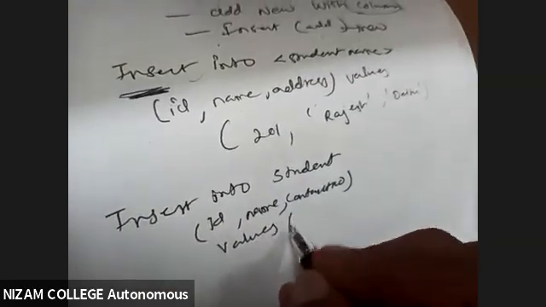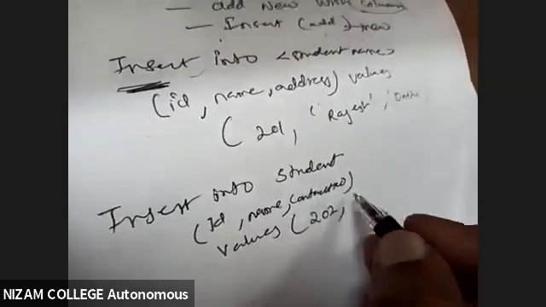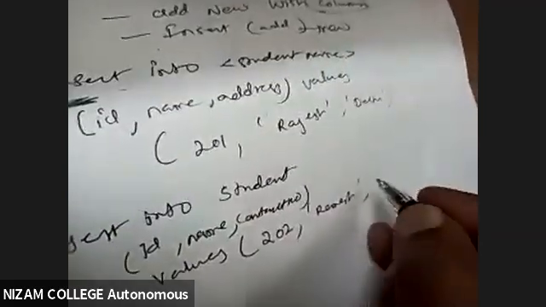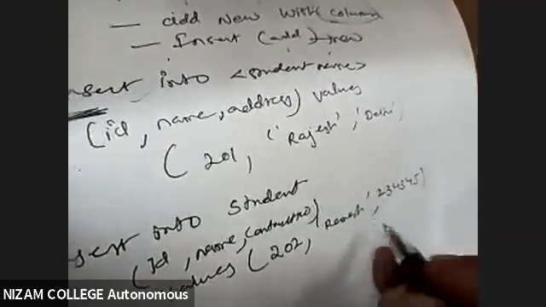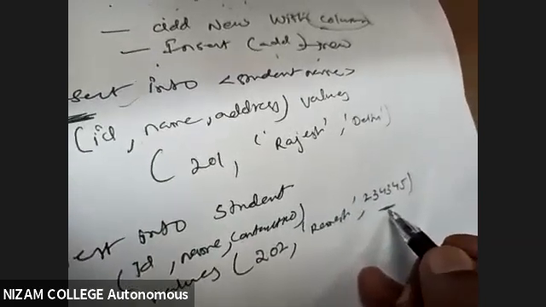Then I'll be saying values. Then I'll be accepting the values. What are the values I am accepting now? ID is 202. Name is Ramesh. Then contact number is 2343, something like this. So this time I'm trying to give the phone number.